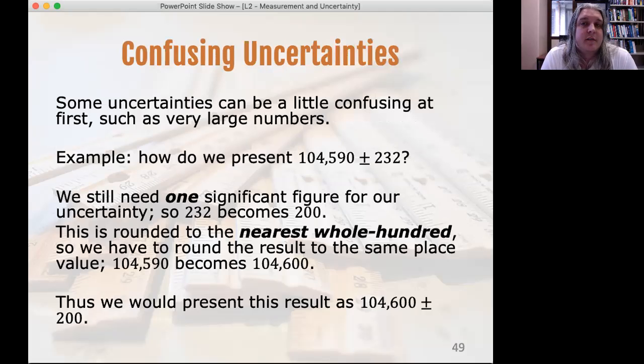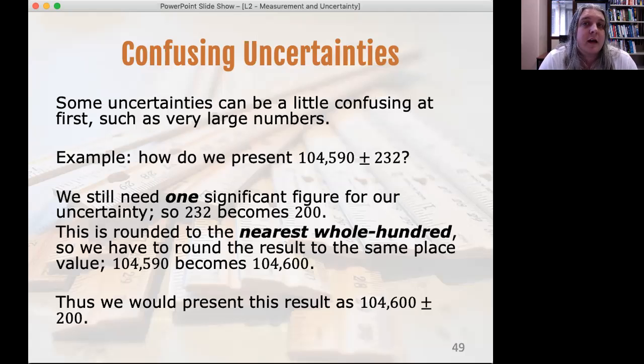Sometimes the uncertainty rounding can be a little bit confusing, mostly when we have, for example, a very large number. 232 is our uncertainty. That seems like a big uncertainty, but the value itself is 100,000. So it's still a fairly small uncertainty. That 232 can still only be one significant figure. So it becomes 200. That 2 uses up our one non-zero digit. So all we can do is add some zeros to put it in the right place. So our uncertainty to 1SF would be 200.